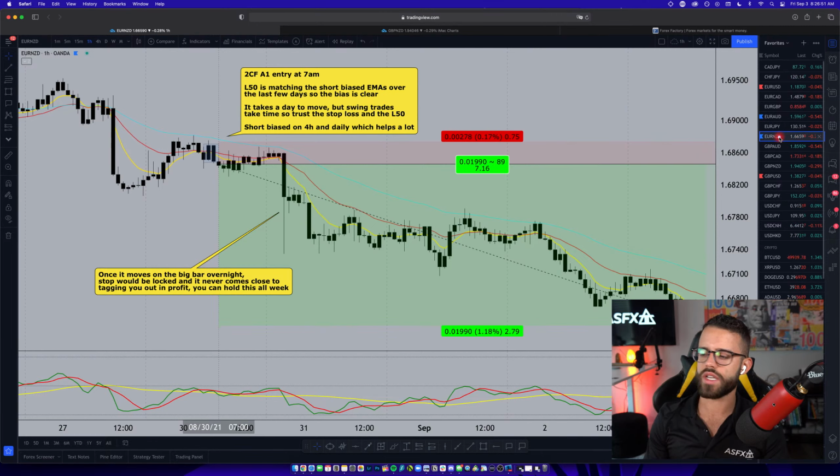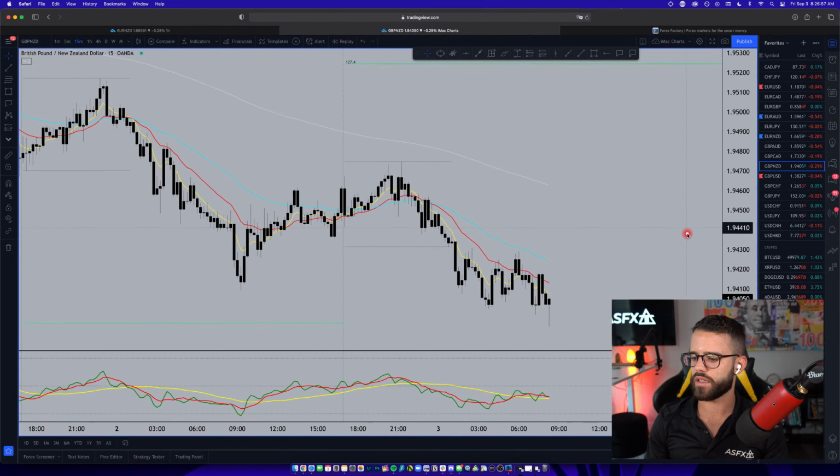So Euro AUD and Euro NZD are going to stay flagged here because I'm going to come back later and take pictures of them. Let's go to the 15-minute and do some markups here on the 15.